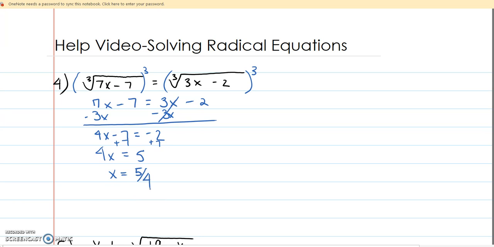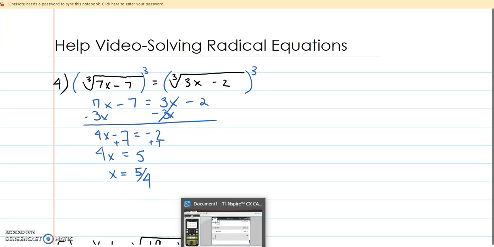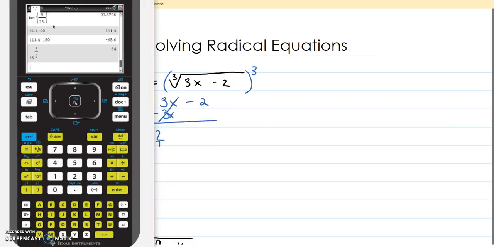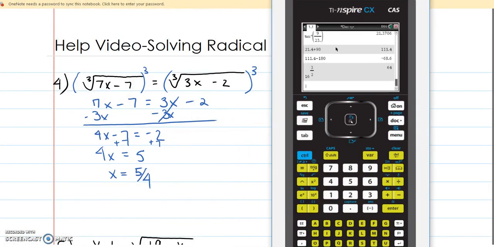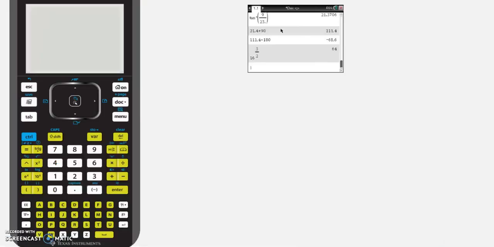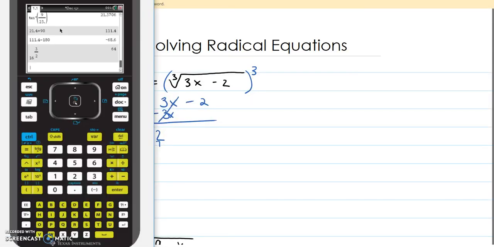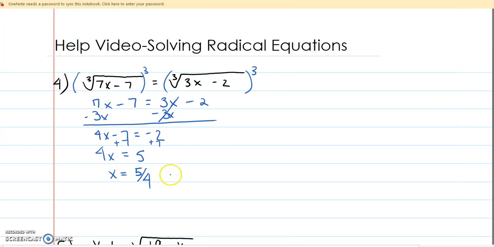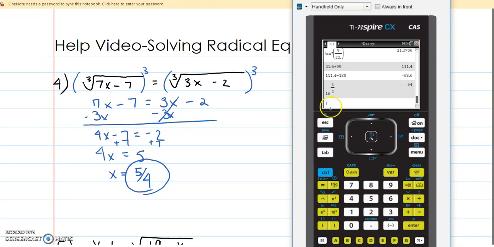And we can check that in the calculator if we needed to. Let's go to just the handheld. There we go. And we can put that in here. Oh goodness, that happens all the time. All right, let's see if I can make this work. Is it going to happen? No. All right, so we're going to plug 5/4 back in to this problem.